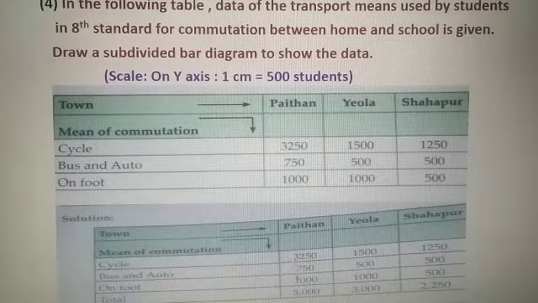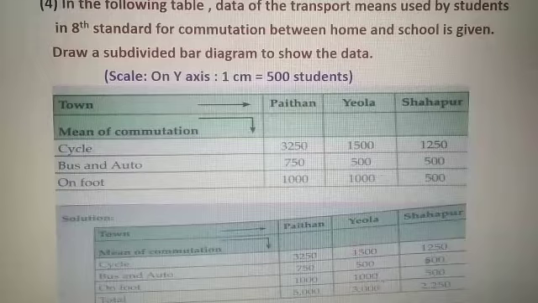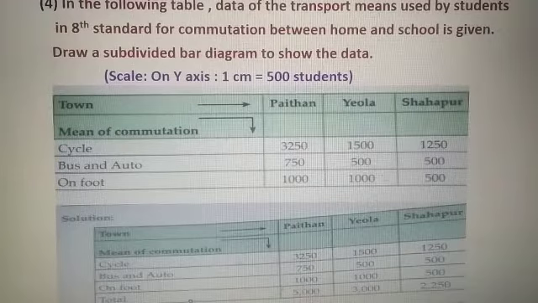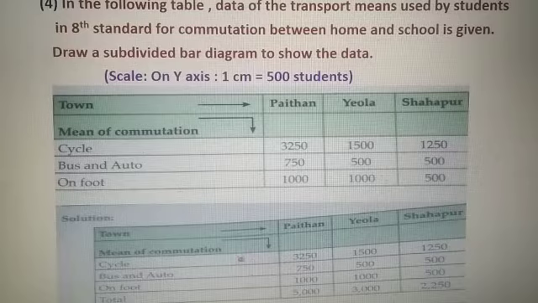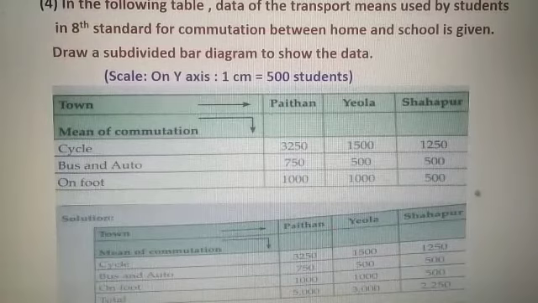So total students, here in Python how many students are going? That is 5000 students. In Yola 1500, 500 and 1000, total is 3000. And then here 1250, then 500 and then 500, that is 2250. So here one by one on foot how many students are going? Then bus and auto 750, then cycle 300, and 3250 in Python. So total we have to write down here. This is the solution part of the table, and on the right side you have to paste the graph.